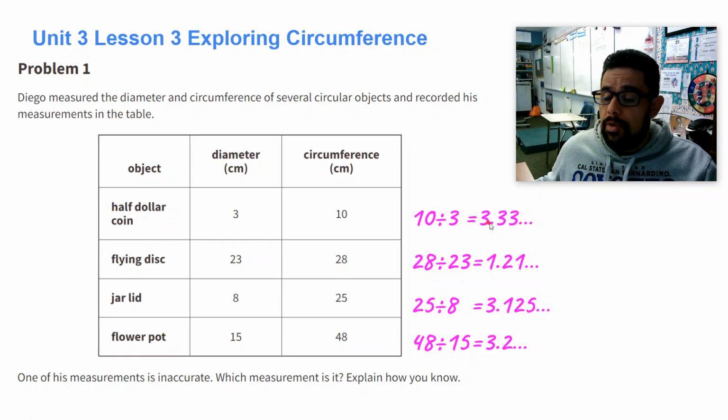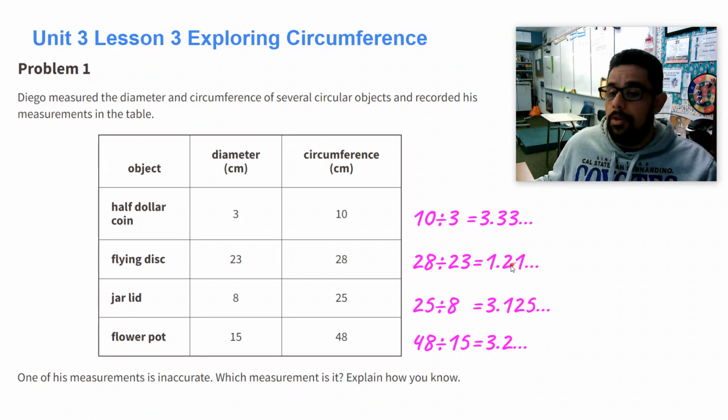The $50 is 3.33, flying disc is 1.121, jar lid is 3.125, and flower pot is 3.2. Notice these ellipses here just means that the decimal keeps going. I'm just rounding. Now, there's two things I can check, right? Which one of these is not close to pi? Which one of these is not close to 3.14? Well, it's the flying disc.